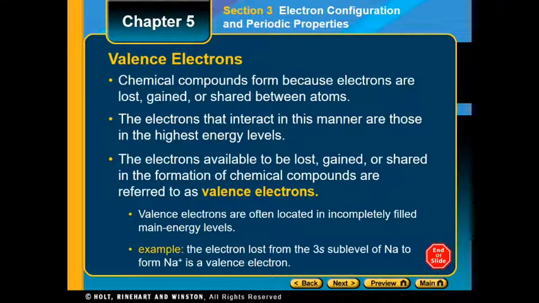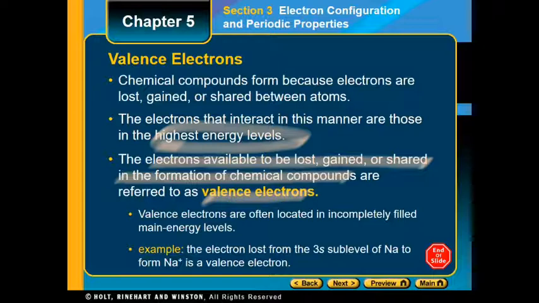Next up, we have valence electrons, and you've already heard this term before. The official definition for valence electrons is electrons available to be lost, gained, or shared in the formation of a chemical compound. Again, these valence electrons are typically at the highest occupied energy level, in your S and P sublevels. It also says your valence electrons are often located in incompletely filled main energy levels.